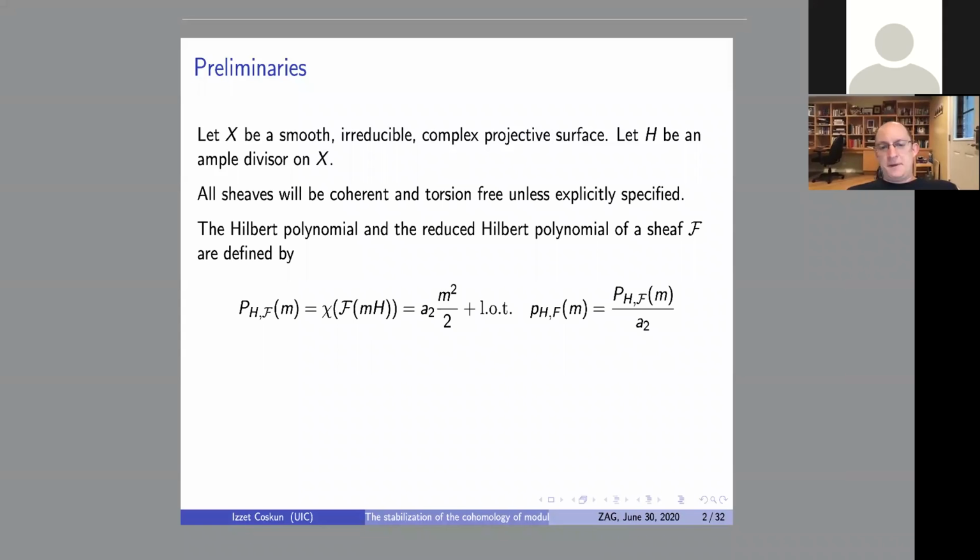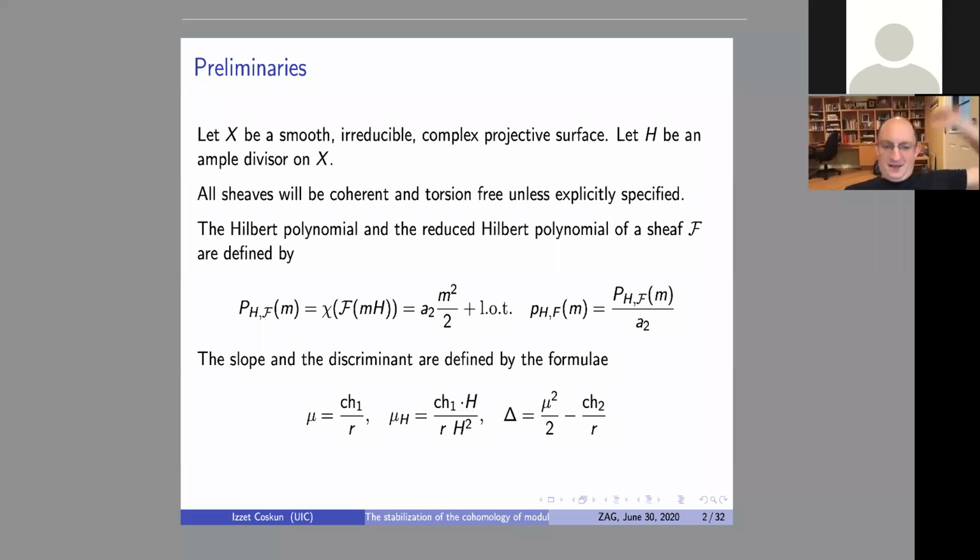So let me briefly recall what we mean by a stable sheaf. If you have your ample H and you have your sheaf, then you have the Hilbert polynomial associated to it. Since we are on a surface, it's a polynomial of degree 2, and so it starts with a2 m squared over 2 plus lower order terms. The reduced Hilbert polynomial is just defined by dividing the Hilbert polynomial by this initial coefficient a2. It's a normalization. And the way you should think about it in this case is actually the rank of the sheaf. And then, we'll talk about the slope, the discriminant.